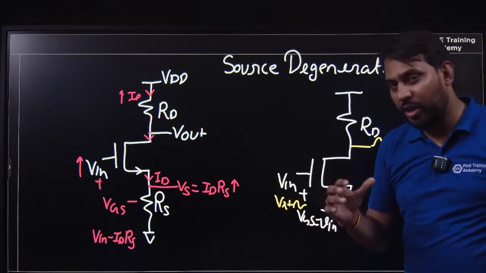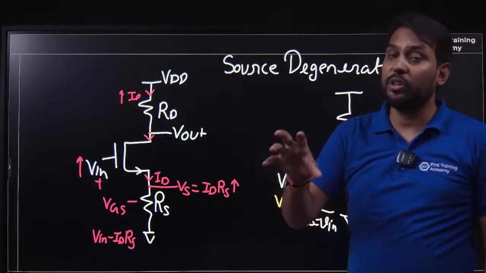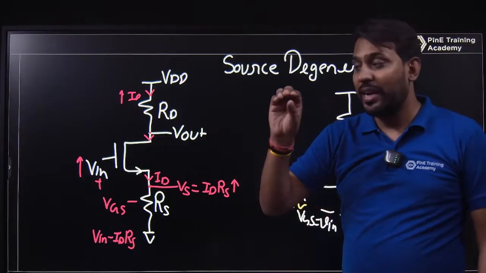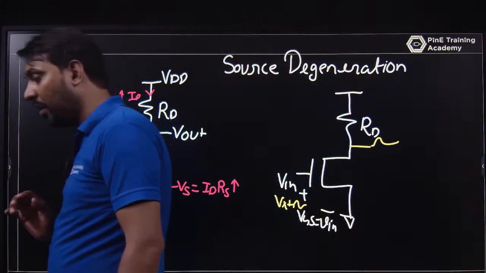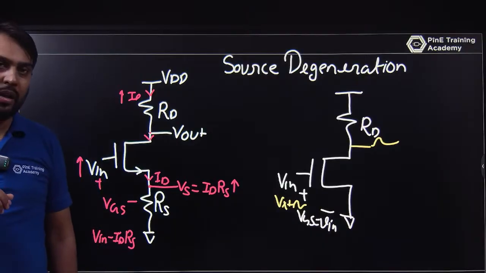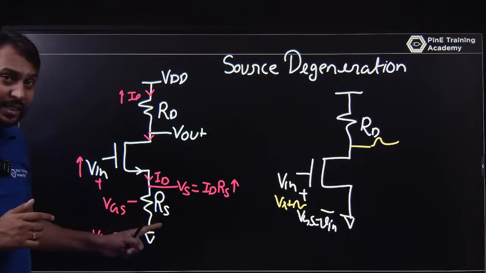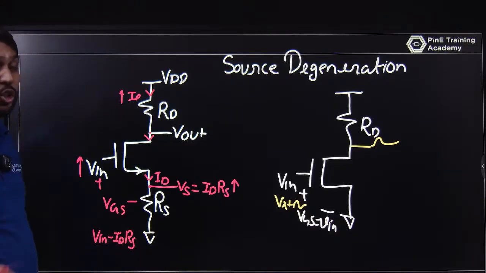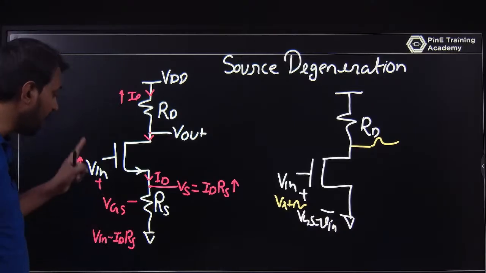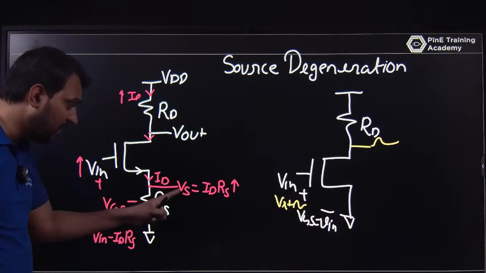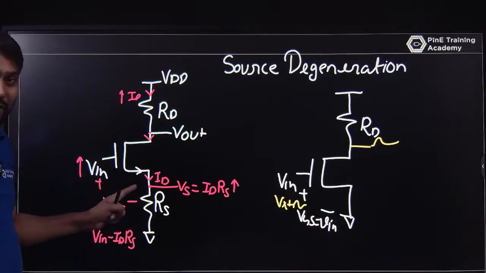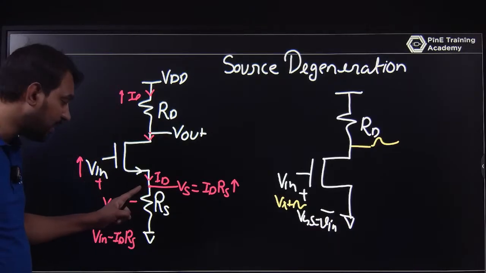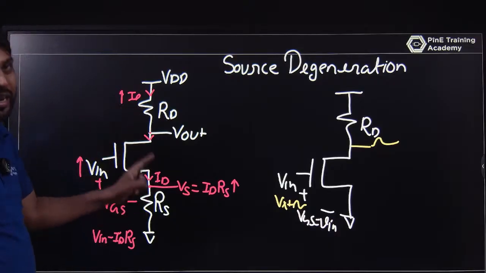Okay, you have a bike, and in your bike you have a speedometer. Every time you accelerate, the speedometer shows you what speed you are gaining. Your brain behaves like an RS, indicating your speed is too high, please slow down. Here the RS behaves the same way. You have an increase in the input. In this RS, Vs is equal to ID into RS. This source voltage will increase and compensate that voltage, VGS equals V in minus ID into RS, and similarly VGS will decrease, and then again the current will decrease.